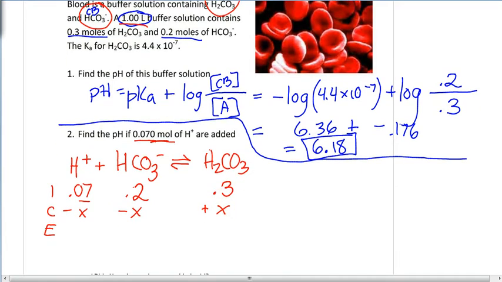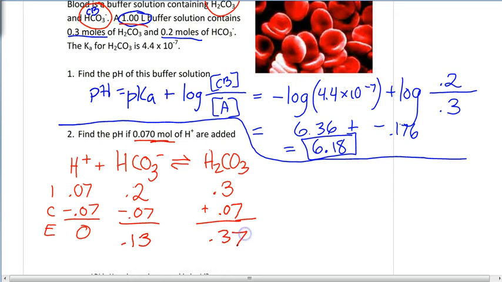Except, wait a second, what's going to happen? We're going to react until all of something is used up. We are going to use our either conjugate base or acid to completely neutralize whatever either acid or base we've added. So we have to end up with 0 of something at the end. So in this case, we're going to use up all of our H+, because that's our smallest amount. So all of these will be 0.07. So this will be 0.13, and this will be 0.37.